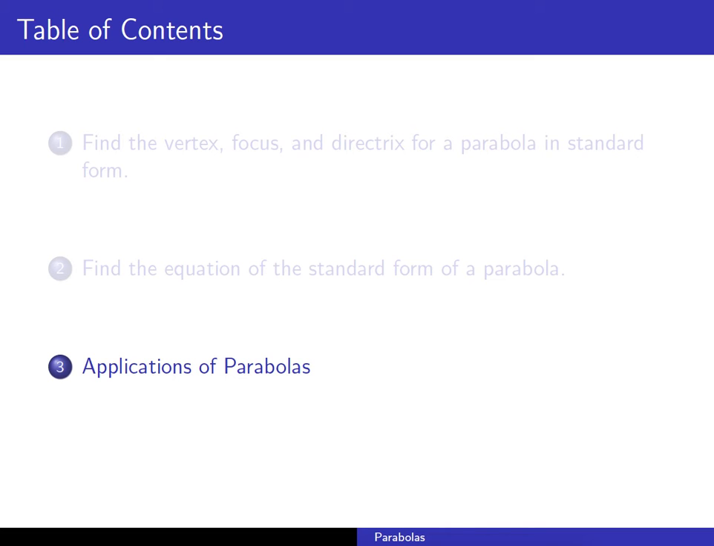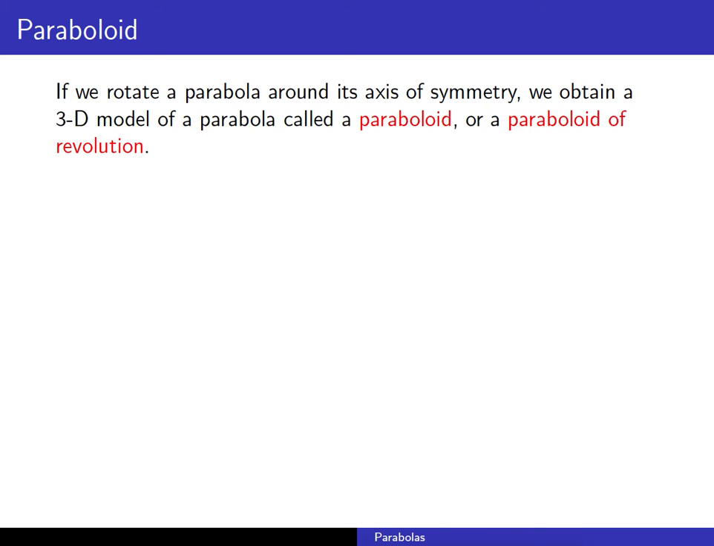All right, in this video, we're going to take a look at an application of parabolas. First up, if we take a parabola and rotate it around its axis of symmetry, which is going to split the parabola in half, we obtain a 3D model of a parabola called a paraboloid or a paraboloid of revolution. So, for instance, satellite dishes and the inside of a flashlight with the reflective surface are paraboloids or paraboloids of revolution.